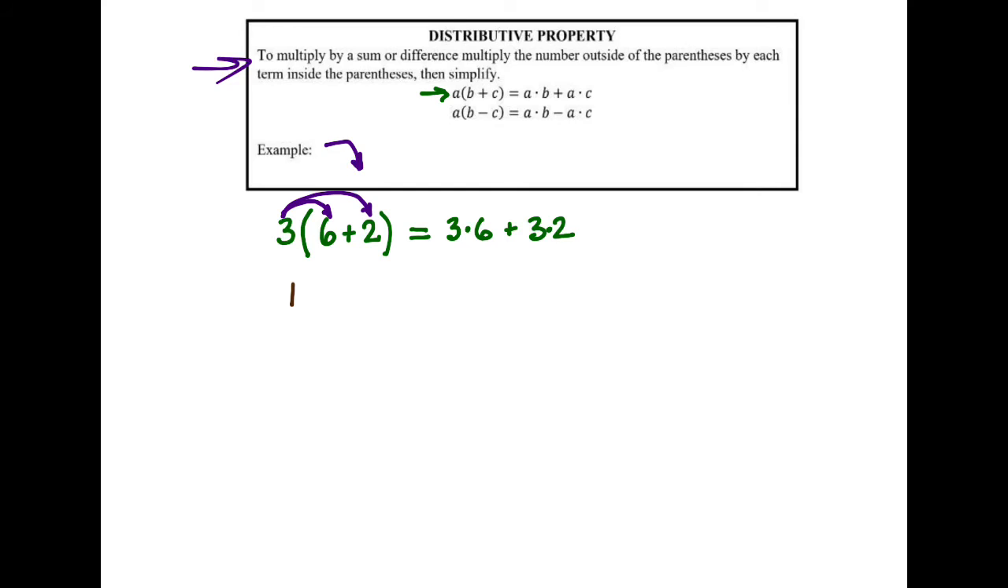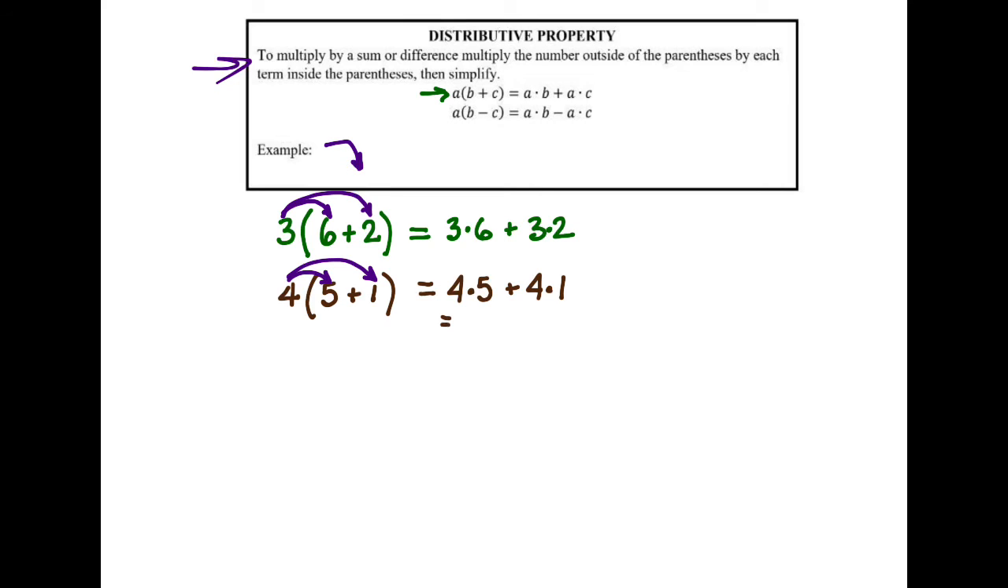So let's say I had 4 rows of 5 plus 1. Okay, 5 plus 1 is 6, and 6 times tables, maybe I don't know those, so instead I'm going to do this thing. I'm going to distribute the 4 to the 5, and then the 4 to the 1. So I'm going to go 4 times 5 plus 4 times 1.